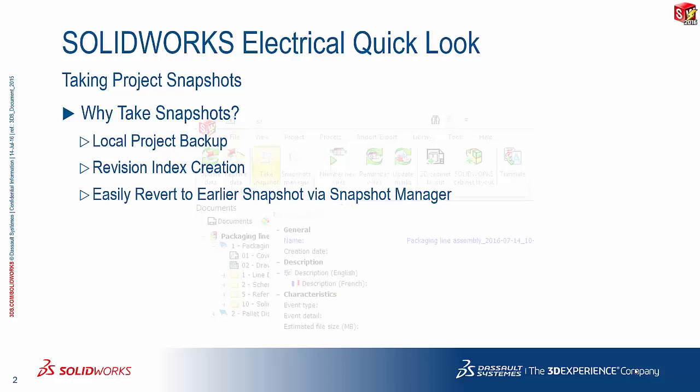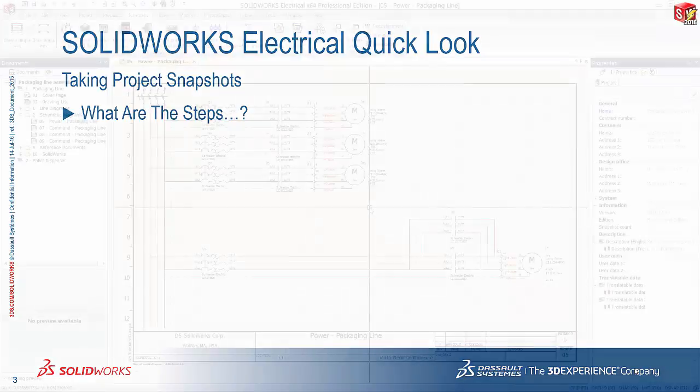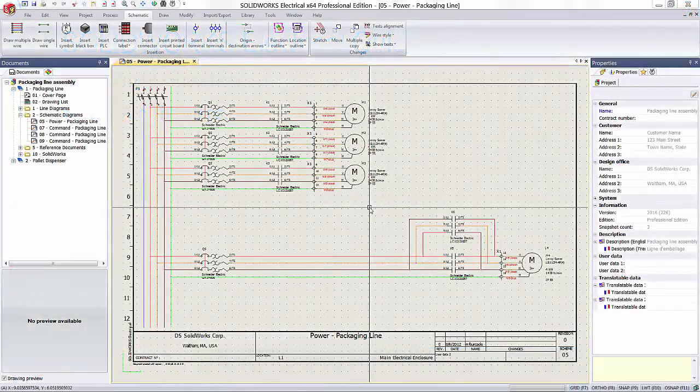And of course, it's easy to use as with most functionality that you would expect, and it's very easy also to revert via the Snapshot Manager, which I will talk about in a separate presentation. But of course, the question is, what are the steps involved? Let's flip over to SOLIDWORKS Electrical Schematic to take a closer look. So here we are in SOLIDWORKS Electrical Schematic.